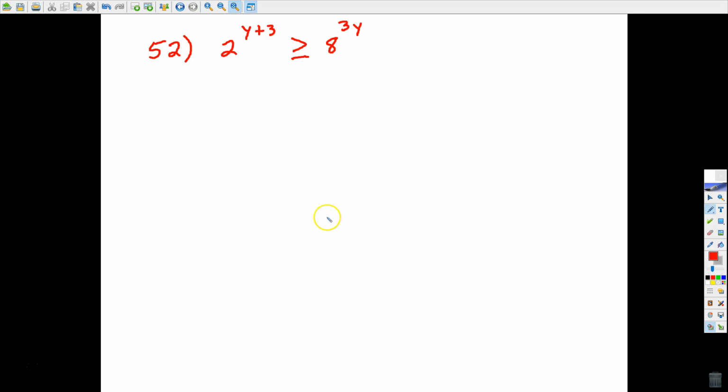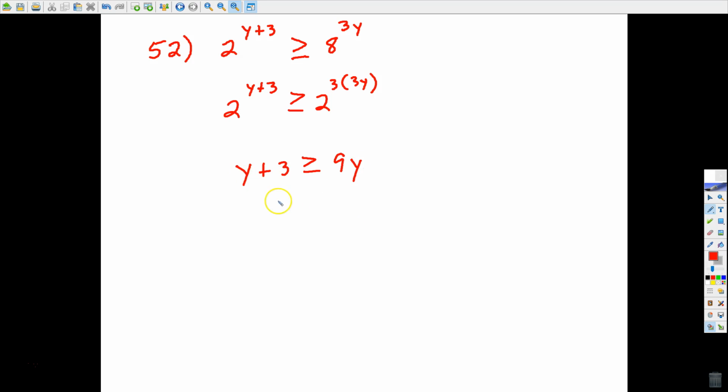Got one more for you. Another inequality problem. This is number 52. You could go back to what we were doing before and think about like bases. This is kind of a review problem. I know that I can write 8 as 2 to the third power. So 2 to the third and then times 3y. And to me this is a little bit easier because with like bases now you can just make an inequality out of the exponents. So y plus 3 greater than or equal to 9y.